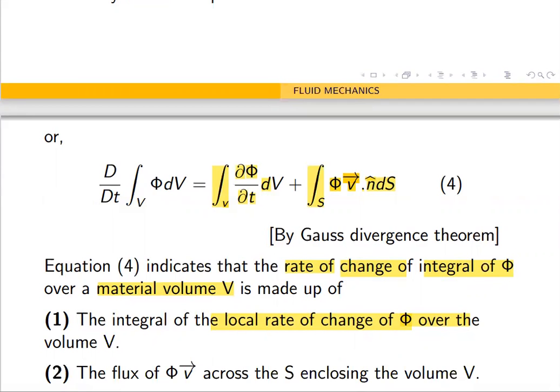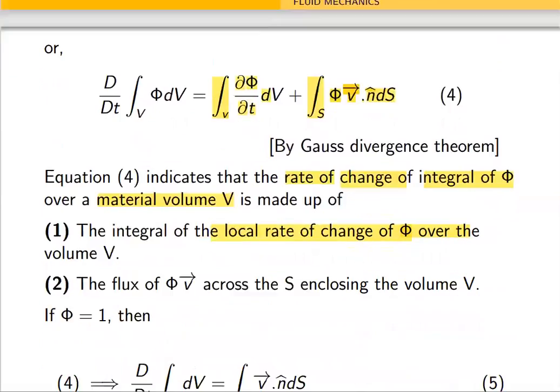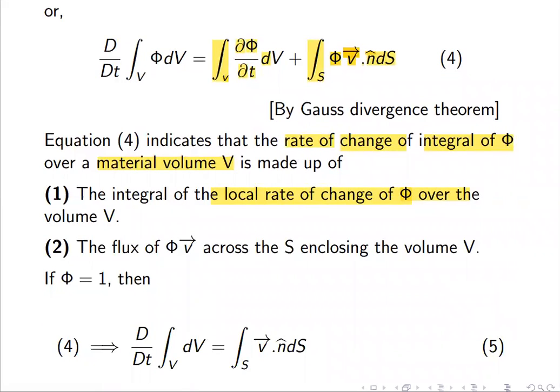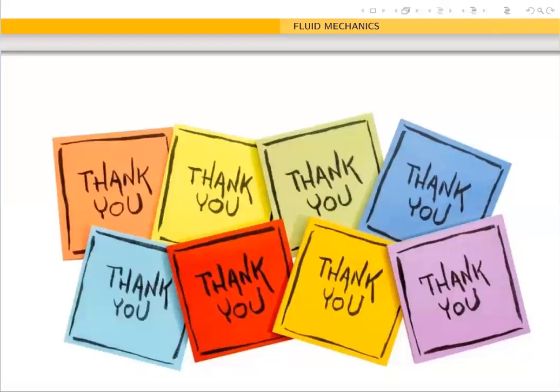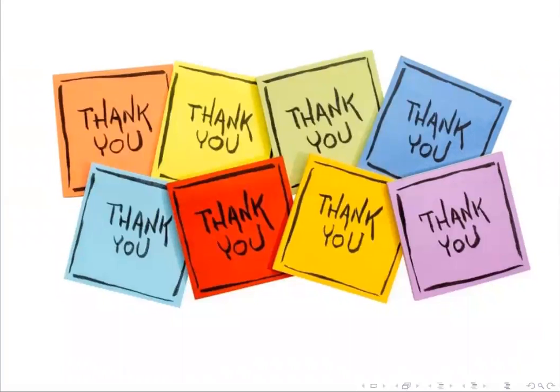Okay, if φ happens to be equal to 1, then D/Dt of the volume integral, the integrand is 1 here, so 1 into dV is dV. Since φ is 1, ∂φ/∂t becomes 0, so the second term on the RHS is the integral of v dot n dS. And this is the Reynolds transport formula, very, very important whenever we have a moving continuum.